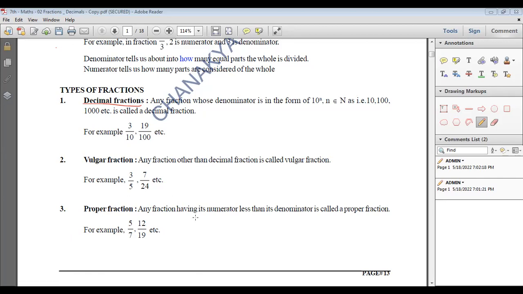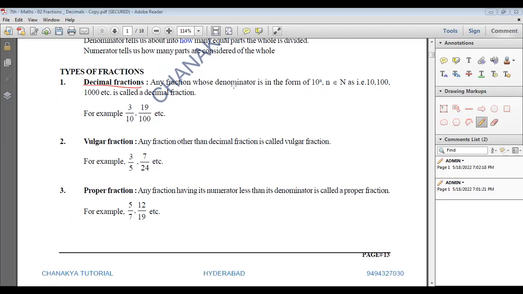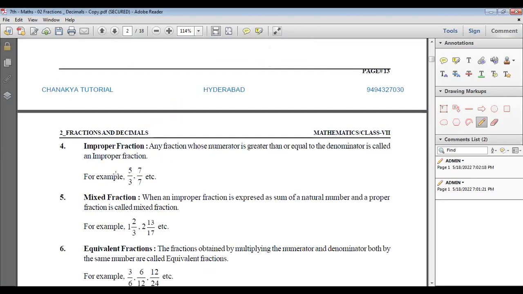Next, coming to proper fractions. Proper means the numerator should be less than the denominator. And an improper fraction has a numerator greater than the denominator. Then the mixed fraction. What is a mixed fraction, children? A mixed fraction is a natural number together with a proper fraction. Yes, right. Next, coming to equivalent fractions.